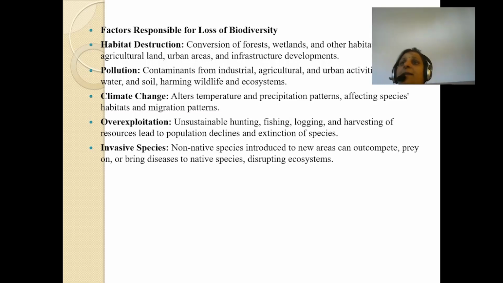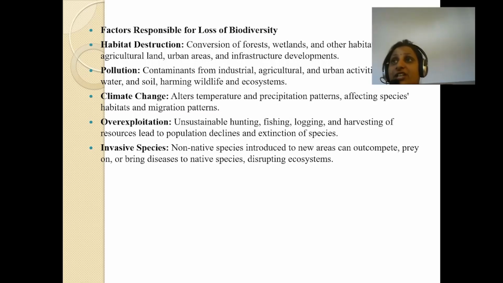Climate change alters temperature and precipitation patterns, affecting species, habitats, and migration patterns. Means climate change not only alters temperature, it also alters precipitation patterns, affecting species, habitats, and migration patterns.